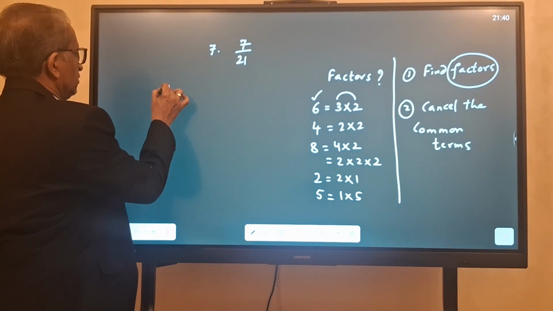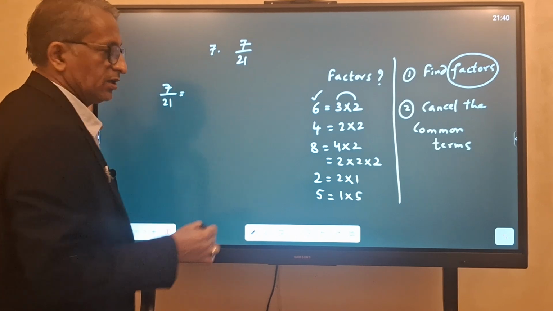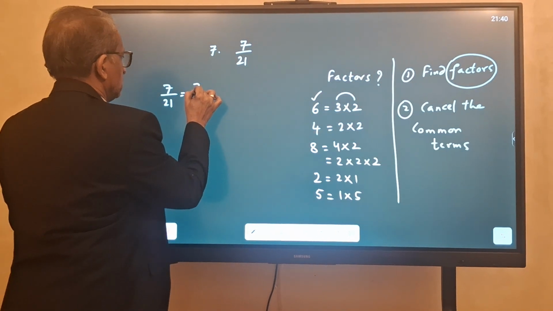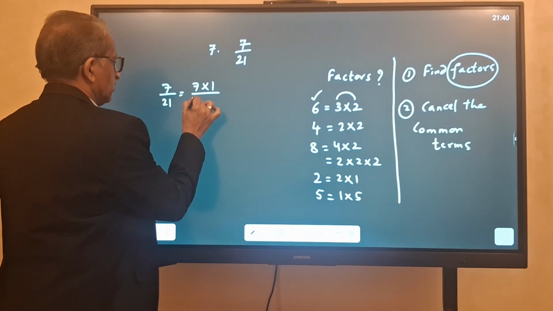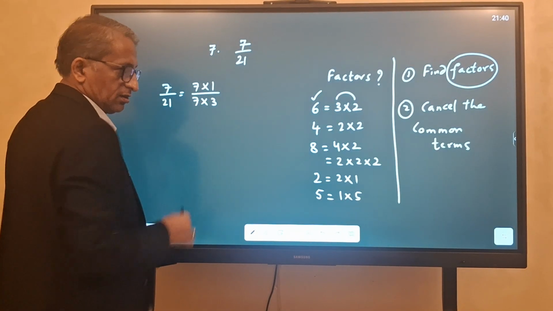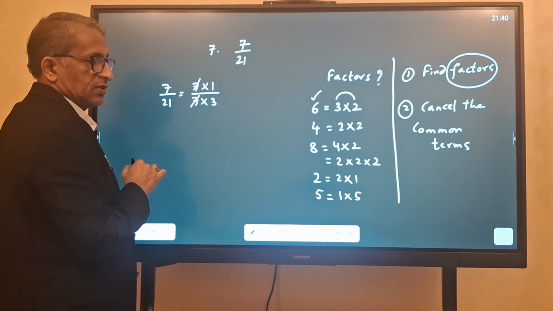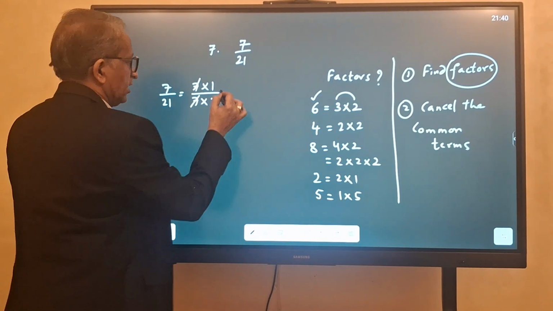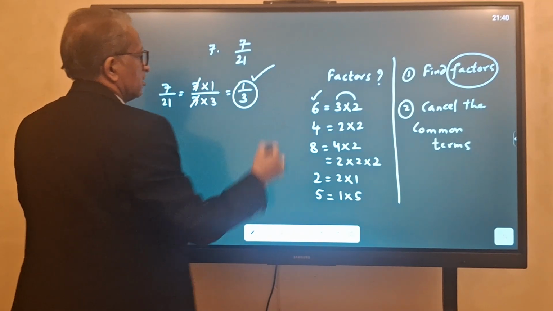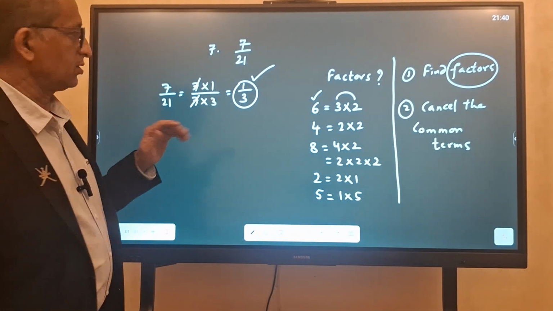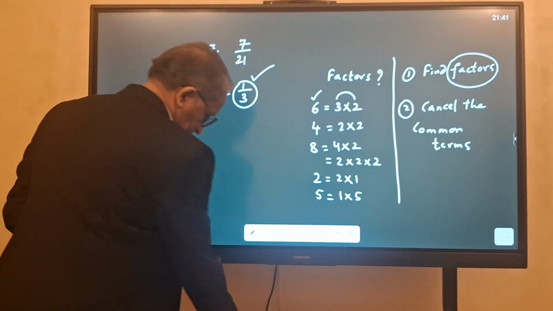So for example, now 7 by 21. Let me find out the factors of 7: 7 and 1. The factors of 21: 7 and 3. Now the common terms, that is, terms which are up and down, 7, 7, I can cancel. I got the answer, that is 1 by 3. So this is how we simplify the fraction.